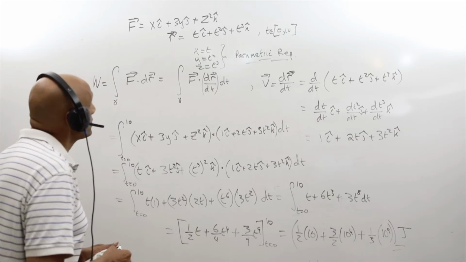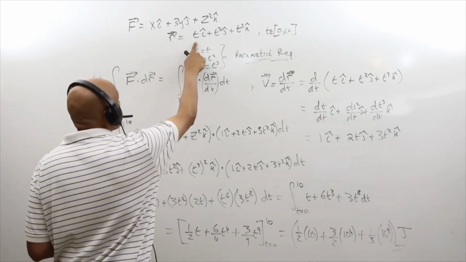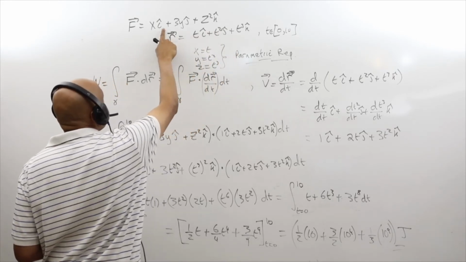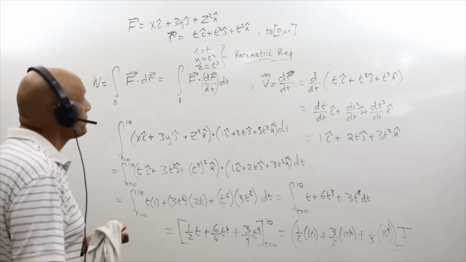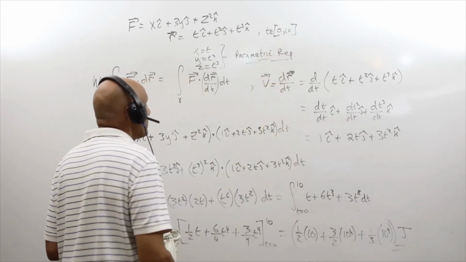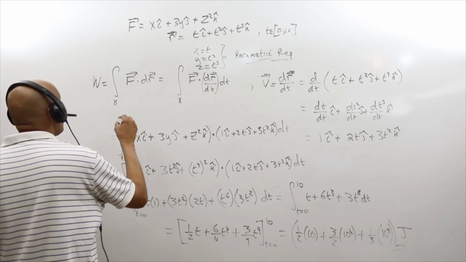So this is the work done by a particle that has a position vector of t, t squared, t cubed in a vector field x i, 3y j, z squared k, when the object travels from time t equals 0 to 10. So this is an example of calculating a path integral. This is called a path integral.